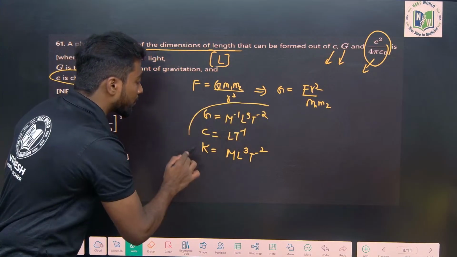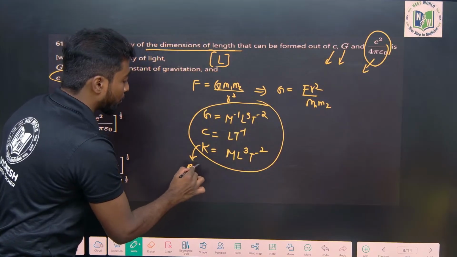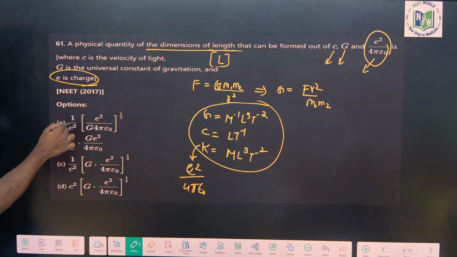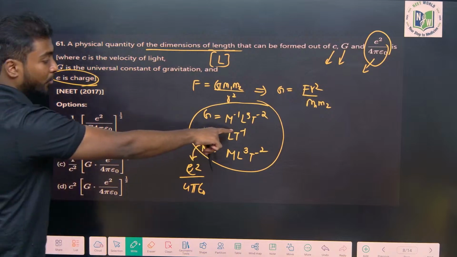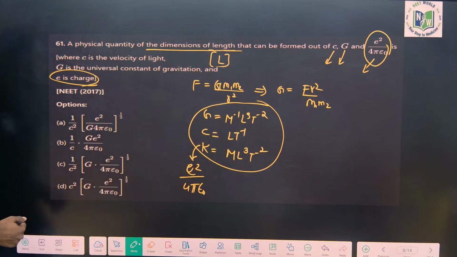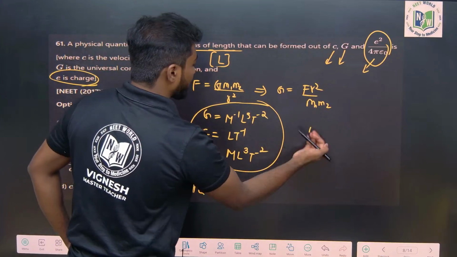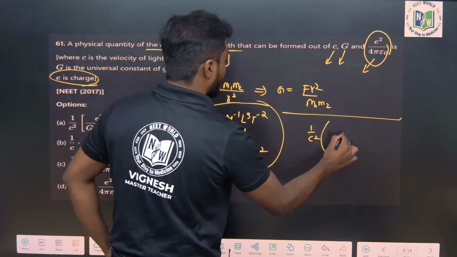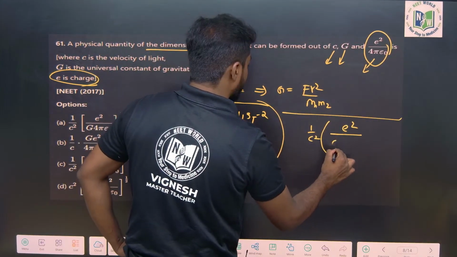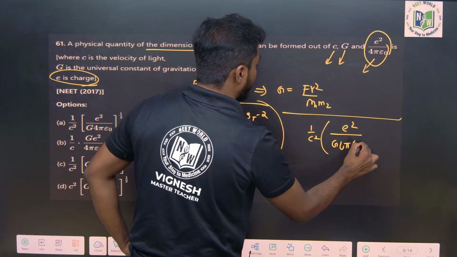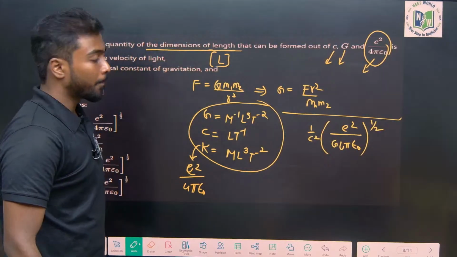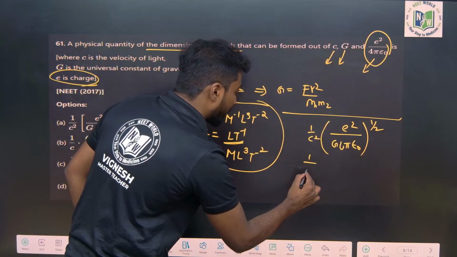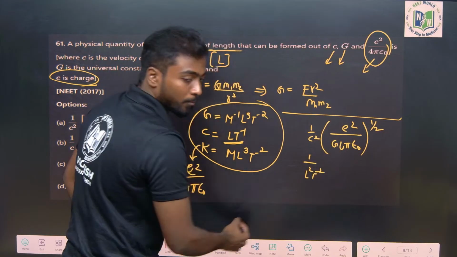Now these three, consider this as E square by 4 pi epsilon naught. Okay, now use these options. 1 by C square, L square T power minus 2 will be there. See, first option: 1 by C square into (E square by G into 4 pi epsilon naught) power 1 by 2. Now what is C here? L T power minus 1. So 1 by L square T power minus 2.